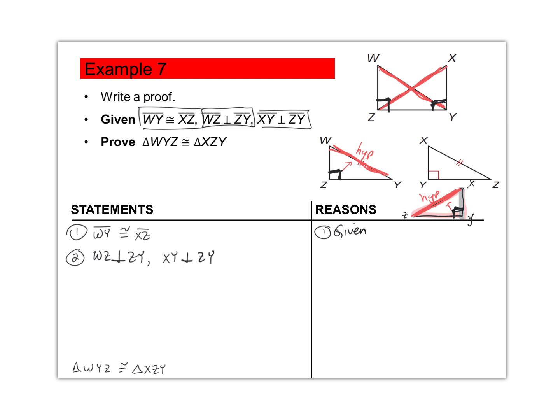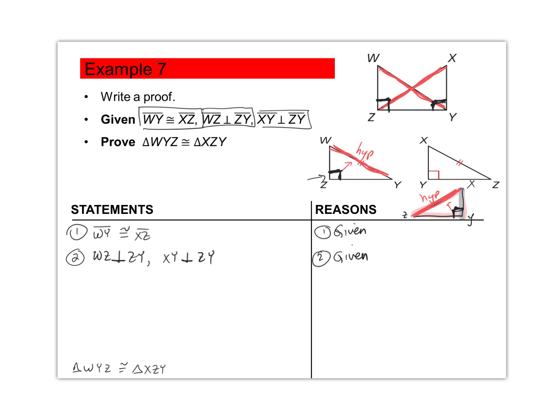Now, I listed that it was the hypotenuse because I already had the right angle marks down here. However, if those angles weren't listed, I would have had to identify that first to be able to call that the hypotenuse. Okay, so again, this is given.